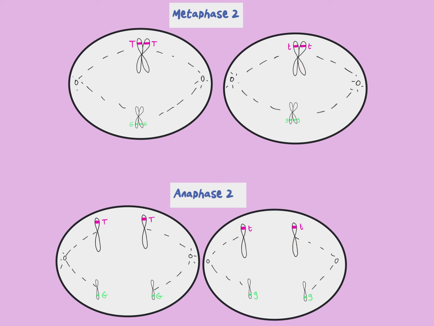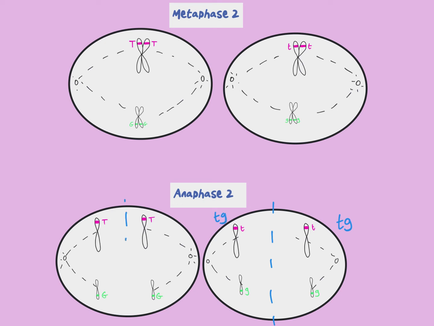So when these chromatids separate, you're going to end up with the small t allele going that side, small t going that side, small g going that side, small g going that side. And if I just draw a dotted line down the middle of the cell, you can see that the resulting alleles found in these gametes that are going to be produced: this cell will have a small t, small g, and this cell will have a small t and a small g.